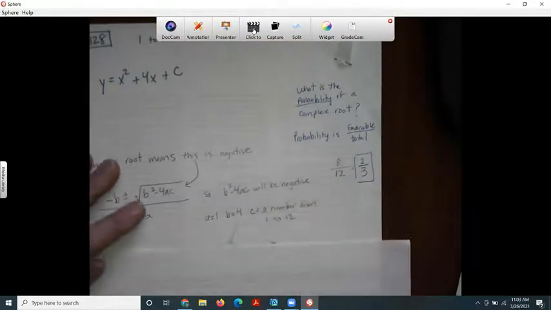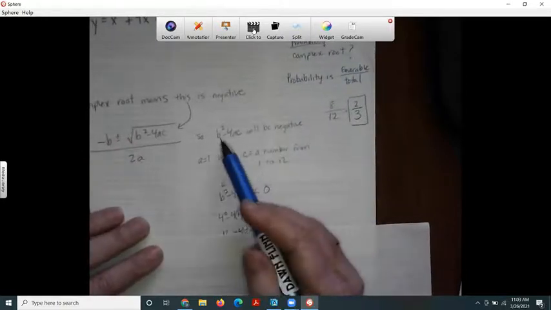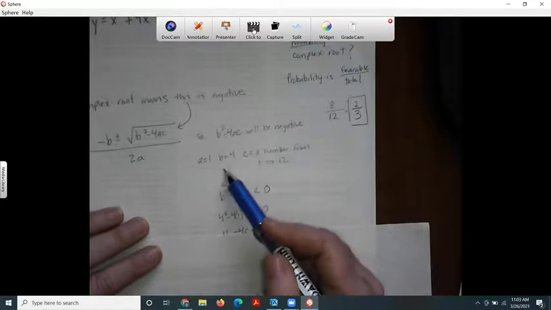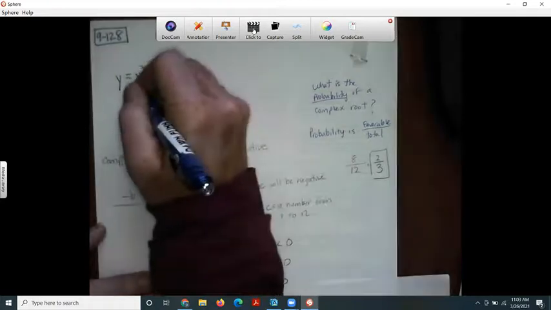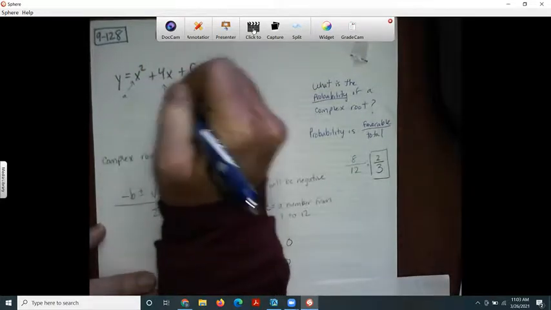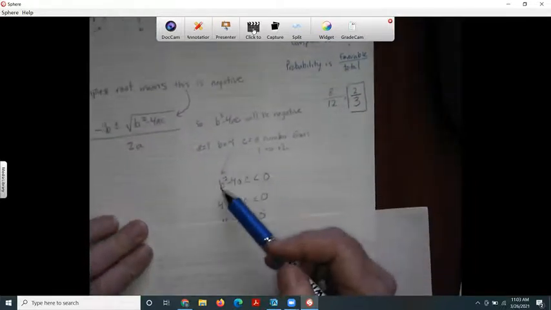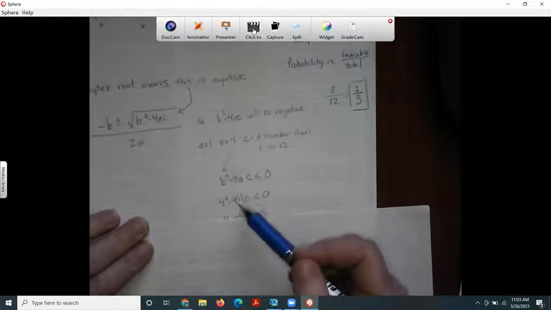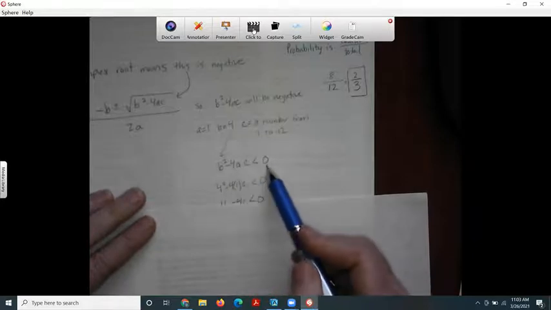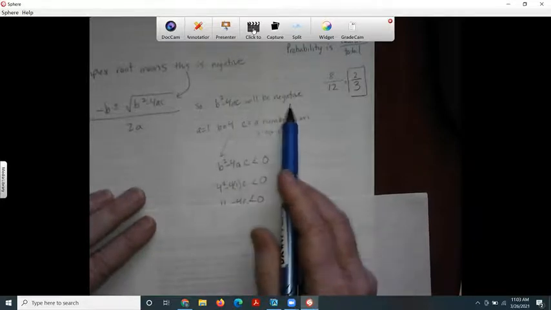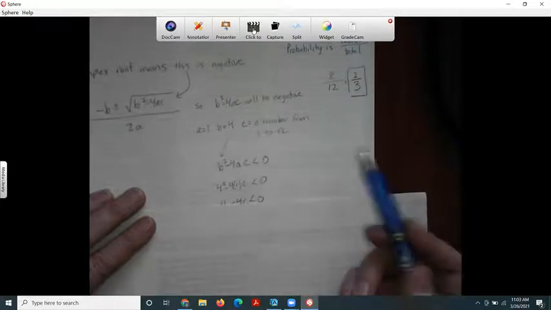And so I'll just do a little algebra. What I'm doing is I'm going to substitute in 4 for B, because remember, this thing's A, this thing's B, and this thing's C. I'm going to plug in the 4 for B, and I'm going to plug in 1 for A, and then I'm going to solve this thing. We want it to be negative for a complex root. So I said it was less than 0, because less than 0 means negative.